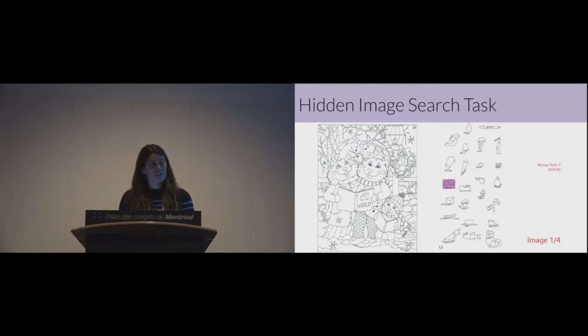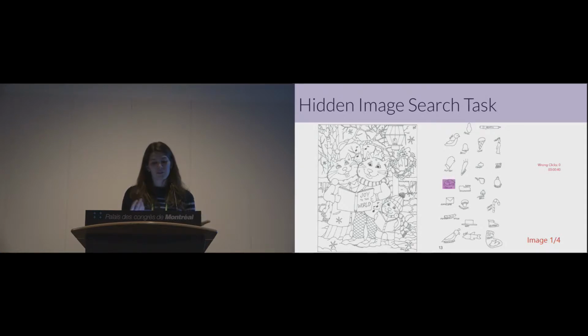And to evaluate these different techniques across the same task, we chose a hidden image search task. So this is an example of the task. On the left, you're seeing a hidden image. It looks like a larger picture of cats reading Joy to the World. And embedded in this image are a bunch of smaller objects, which you're seeing on the right.